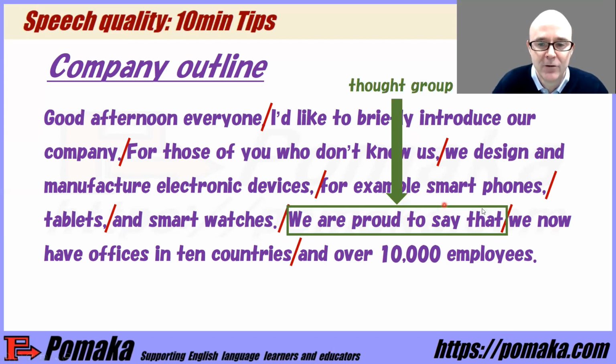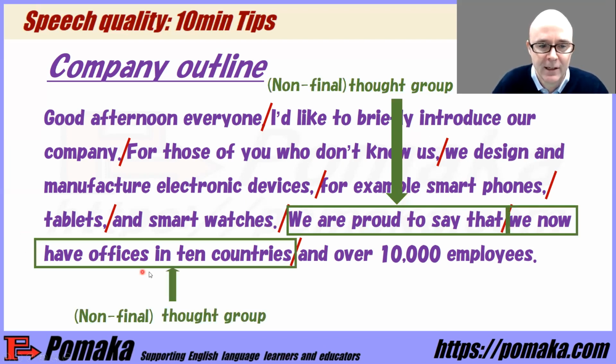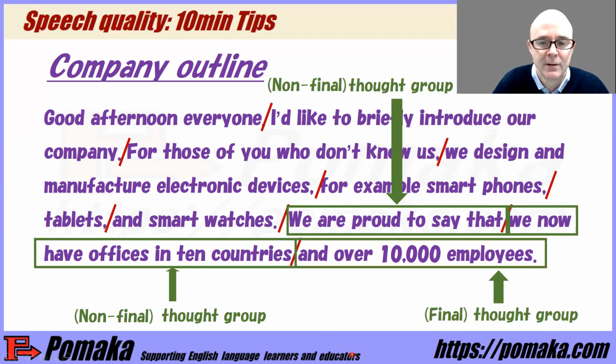Now, this thought group here is not at the end of an idea, so we call it a non-final thought group. This is not at the end of an idea either, so it's also a non-final thought group. This clause here is at the end of an idea. We call it a final thought group. You can think of the end of ideas as being places where we would usually put periods in writing.